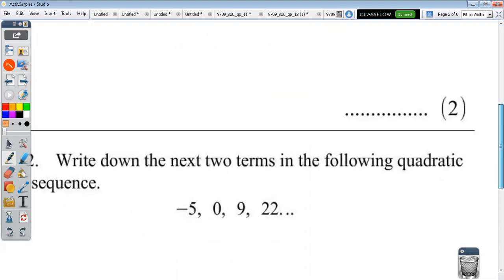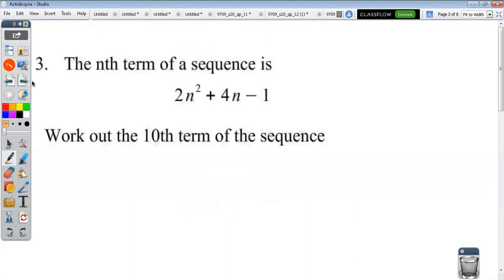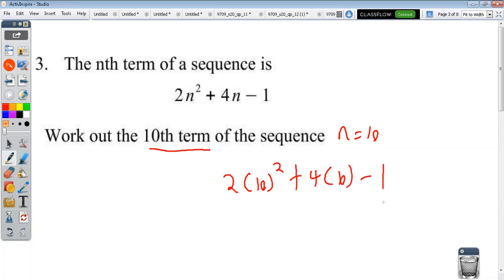Without a formula. You see, sometimes you can be given something like this: work out the 10th term. So it means when n is equal to 10. Let's use our calculator. 2 multiplied by 10 squared plus 4 multiplied by 10 minus 1. What do you get? That's the 10th term of that quadratic sequence. 200, 240 minus 1, 239. Clear?